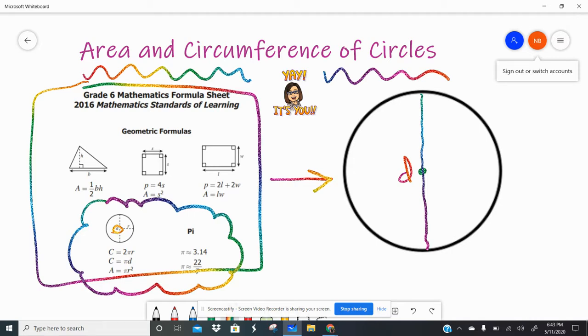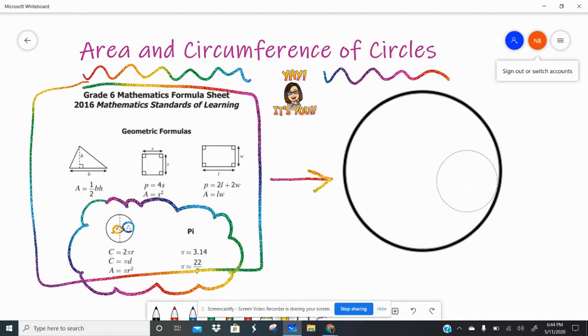Now, half the length of the diameter, from the center of the circle to just one side, is called the radius. You can see that also over here. So you have a diagram of a circle on your formula sheet, but we want to know diameter all the way down, passing through the center, and then radius, which is half the length of the diameter. So those are a couple things you need to know.